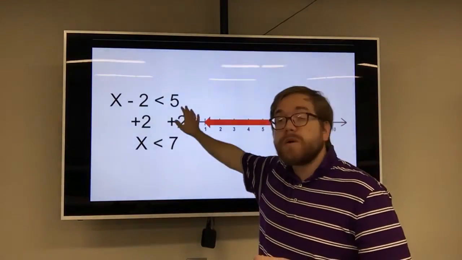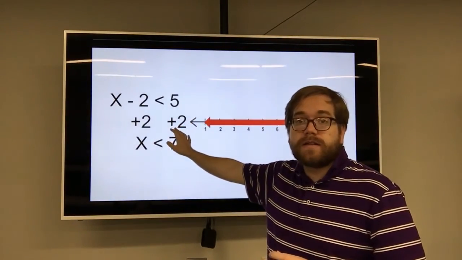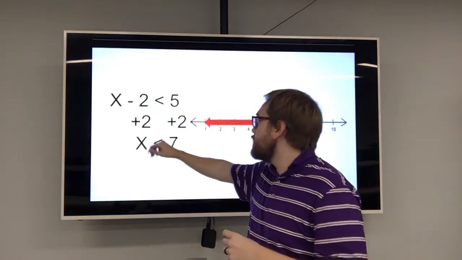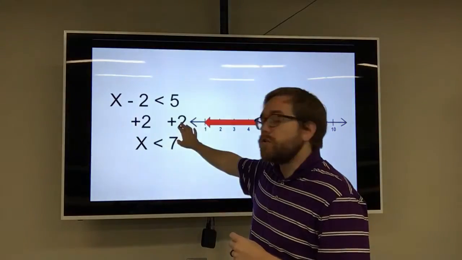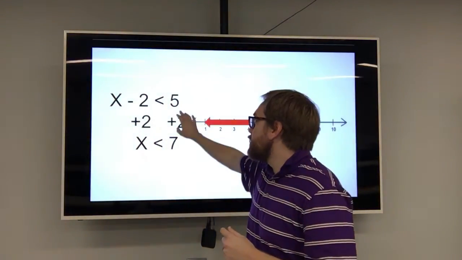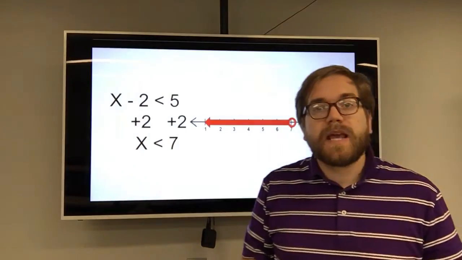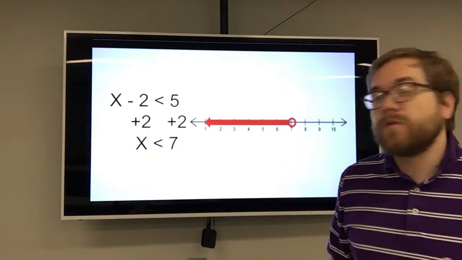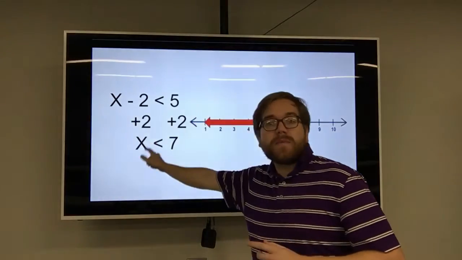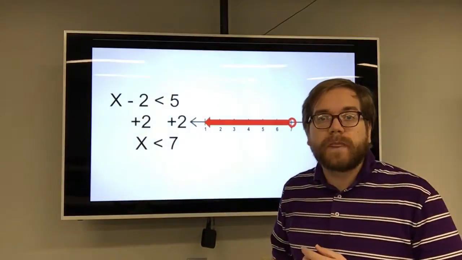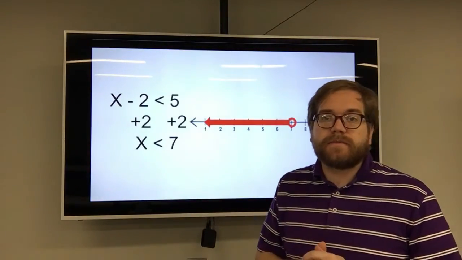But I have to do it to both sides of the inequality, because I have to keep things balanced. So if I add 2 here, I also have to add 2 over here. And when I do 5 plus 2, that's 7. And so I have x is less than 7. And that's my solution. Okay, what this is saying is that any numbers that are less than 7 would make this inequality true. What's a number that's less than 7?